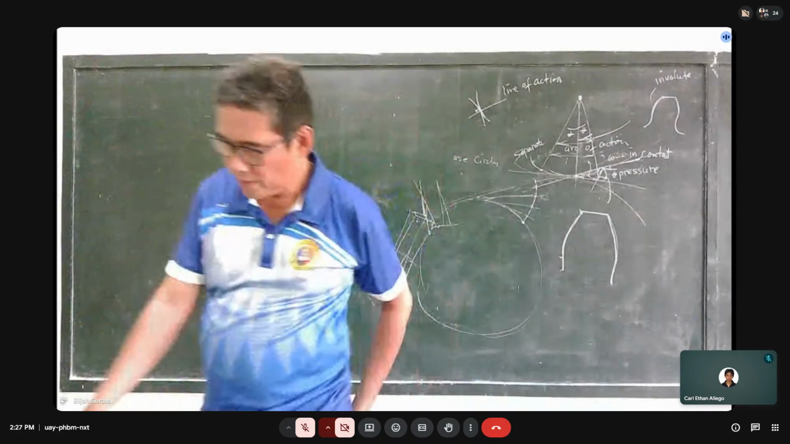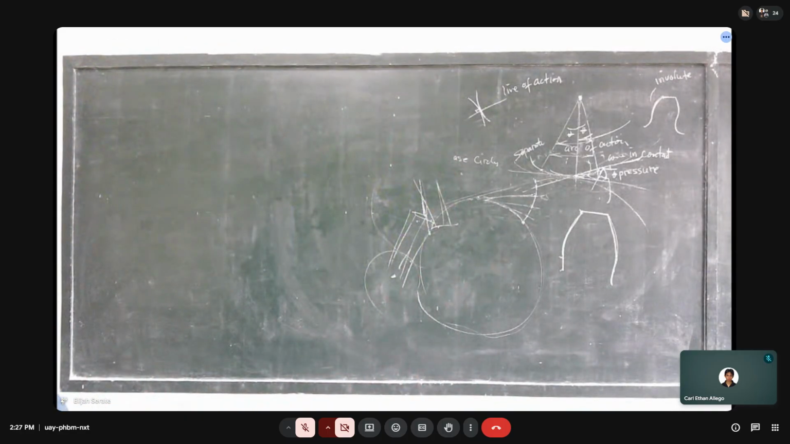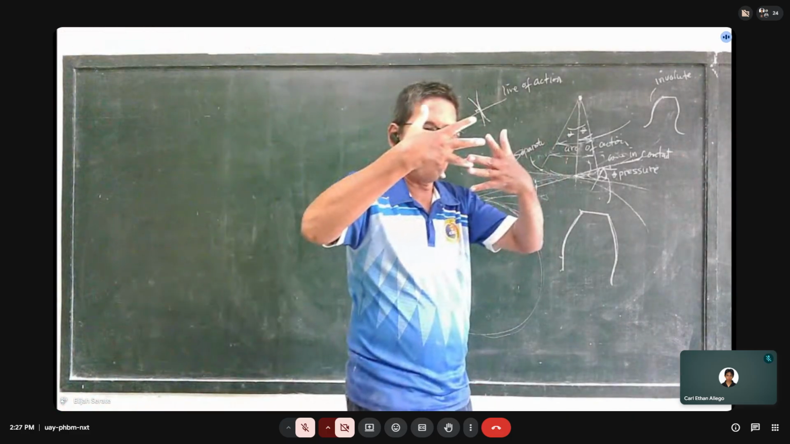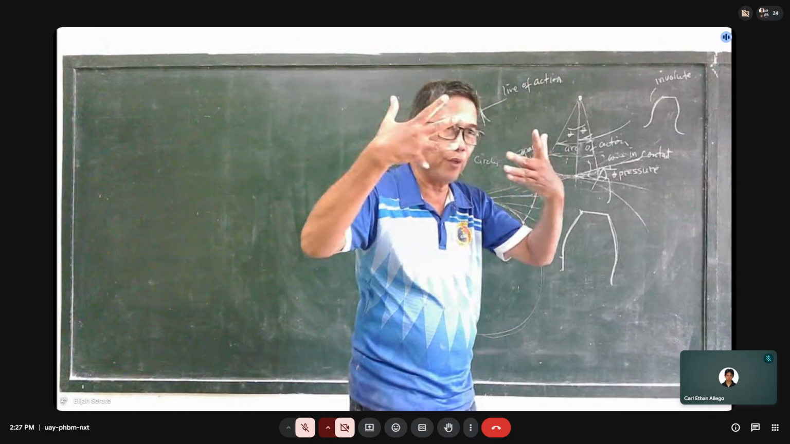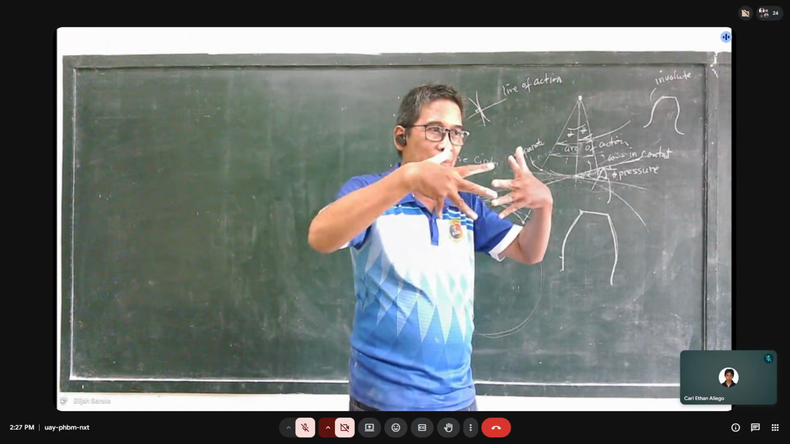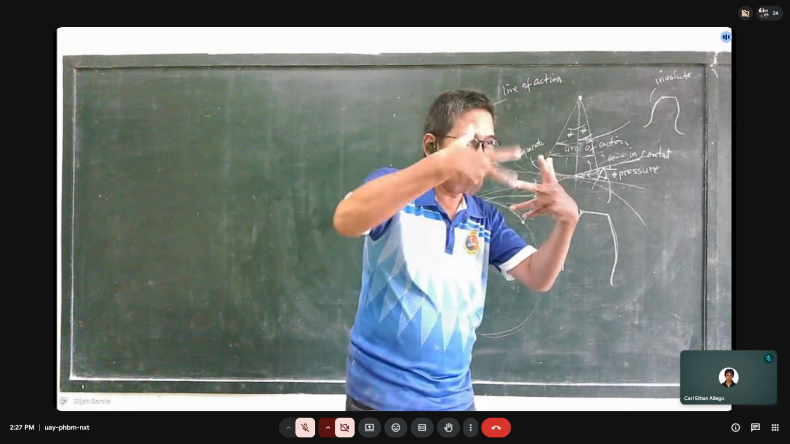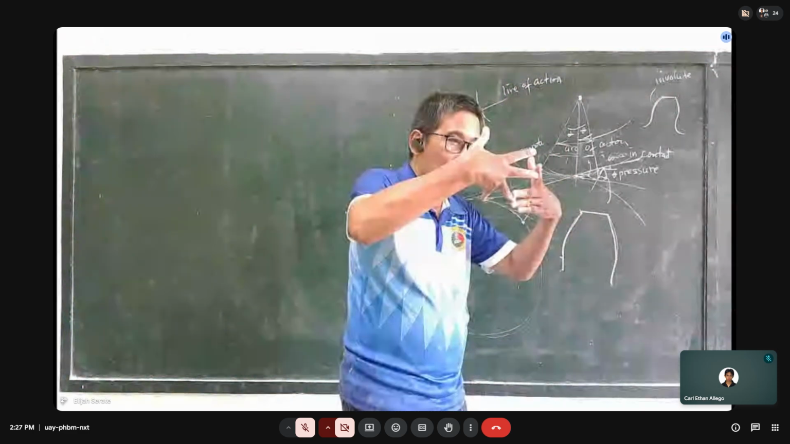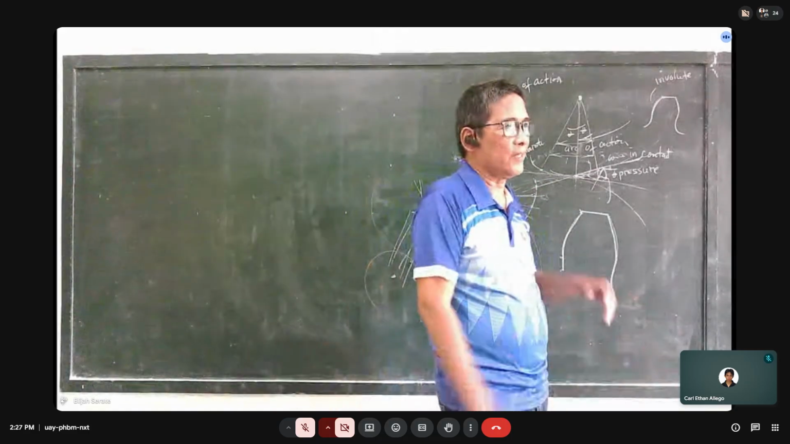The drawing is found in 11.7. So that is interference. Okay?